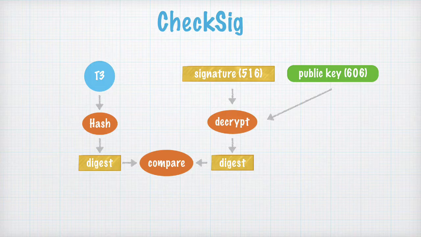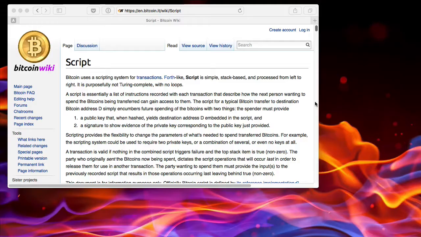The great thing about this system of actually using code, rather than hard coding how this comparison works, is that you have a lot of flexibility in creating different kinds of challenges. You could, for instance, create an output script that requires multiple signatures. So you can create, for instance, an escrow service.